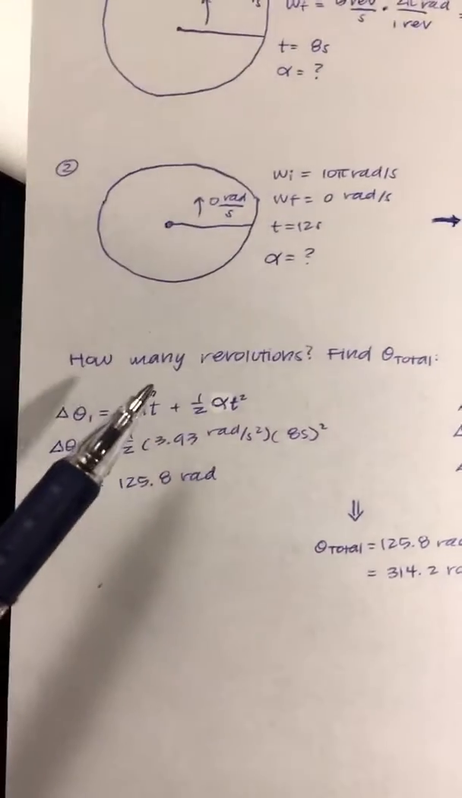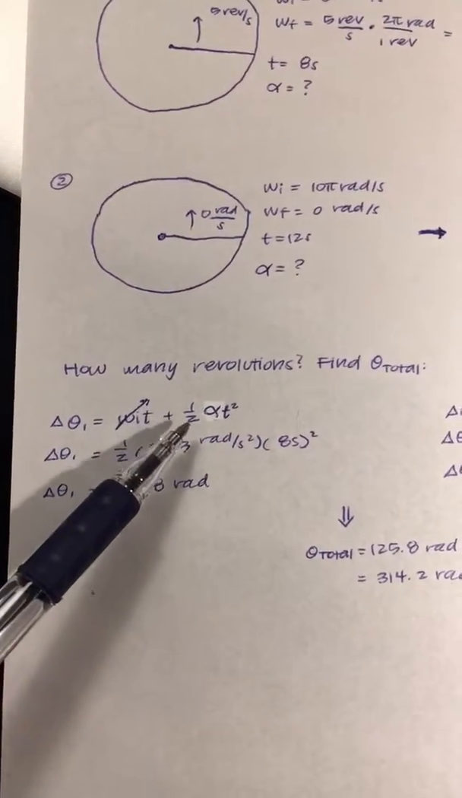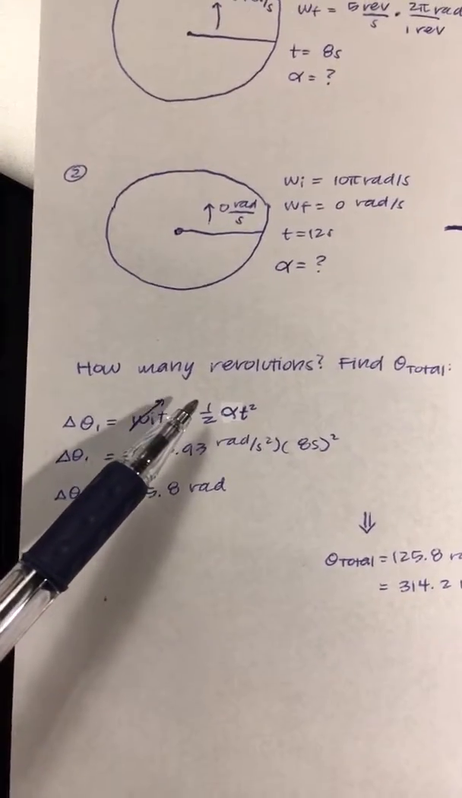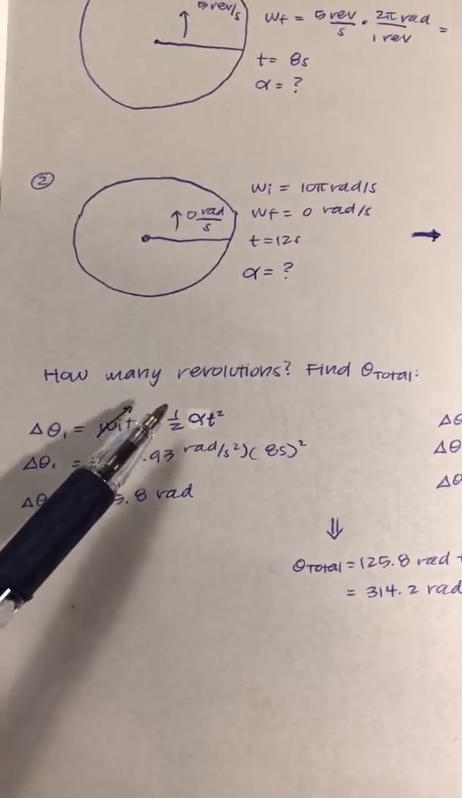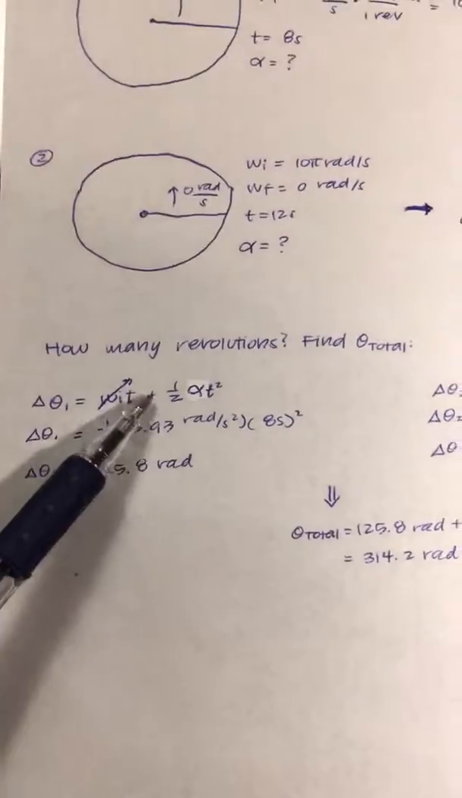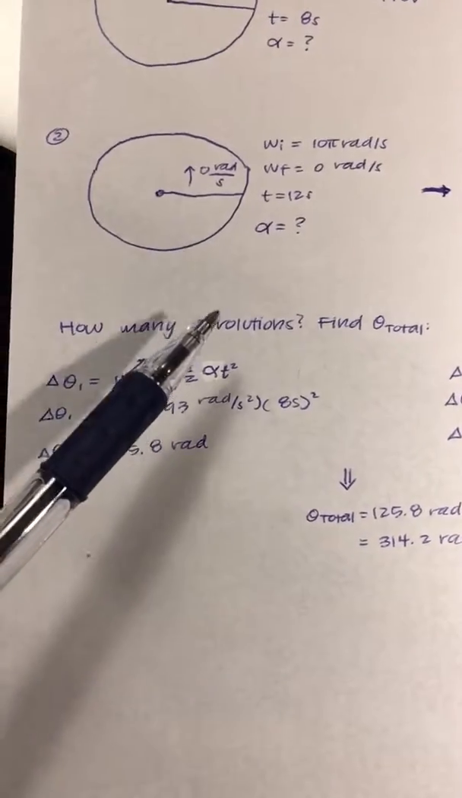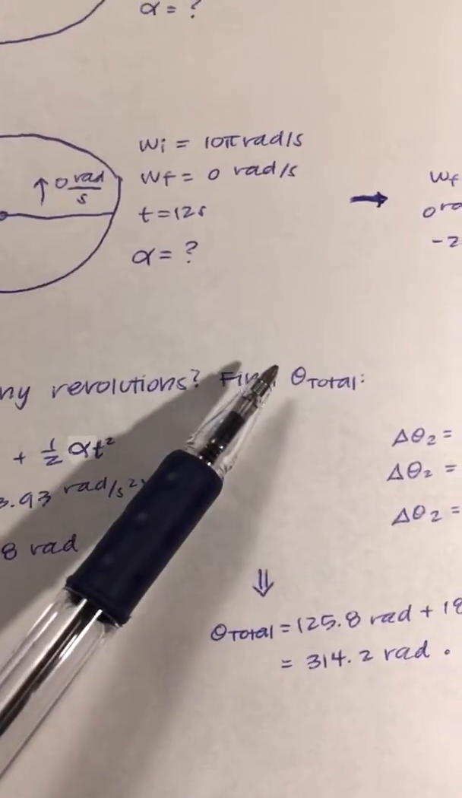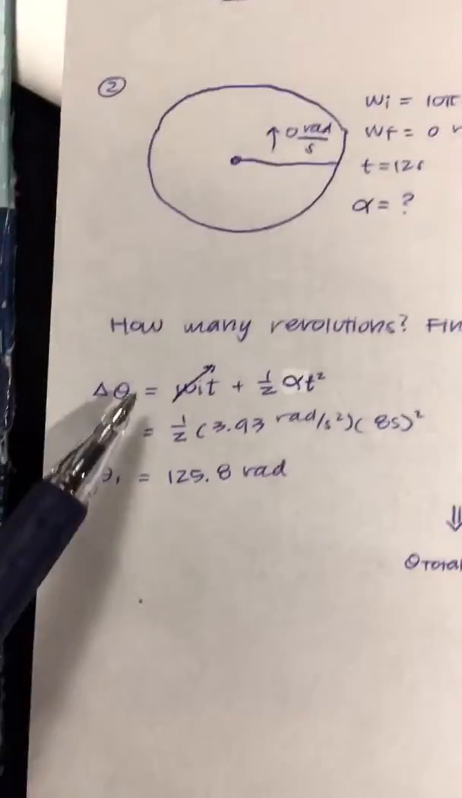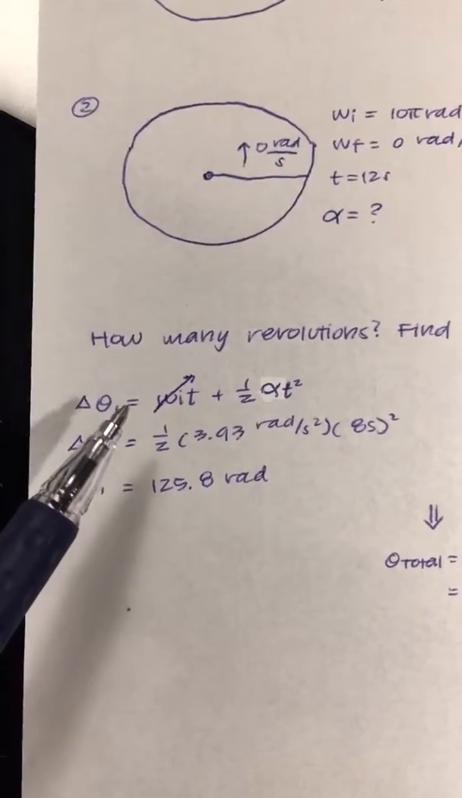And then the question asks, through how many revolutions does the tub turn during the entire 20-second interval? Assume constant angular acceleration while it is starting and stopping. So we've already found the acceleration. And it wants how many revolutions. So in order to do that, we're going to find the angular displacement, the total angular displacement. So we're going to find it for number 1, which is our first circle.